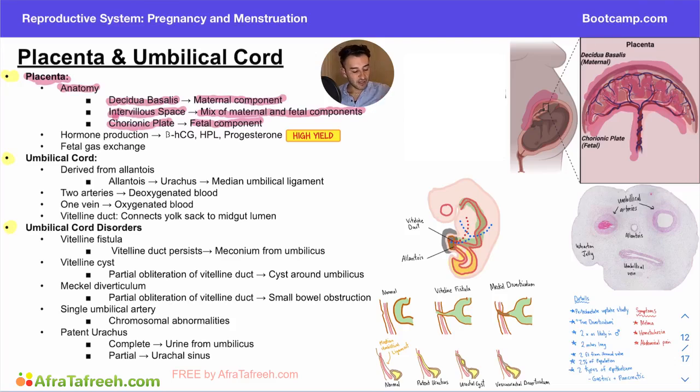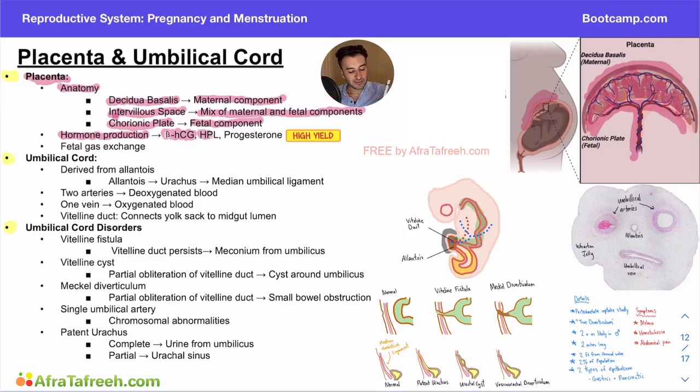And so if we look at the hormone production that's occurring in the placenta, it's really important. So we have beta HCG, which is going to be from syncytiotrophoblastic cells, and this is what's going to keep the pregnancy alive during the first 10 weeks by ensuring that the corpus luteum continues to make progesterone. We also use this as a marker for positive pregnancy tests.